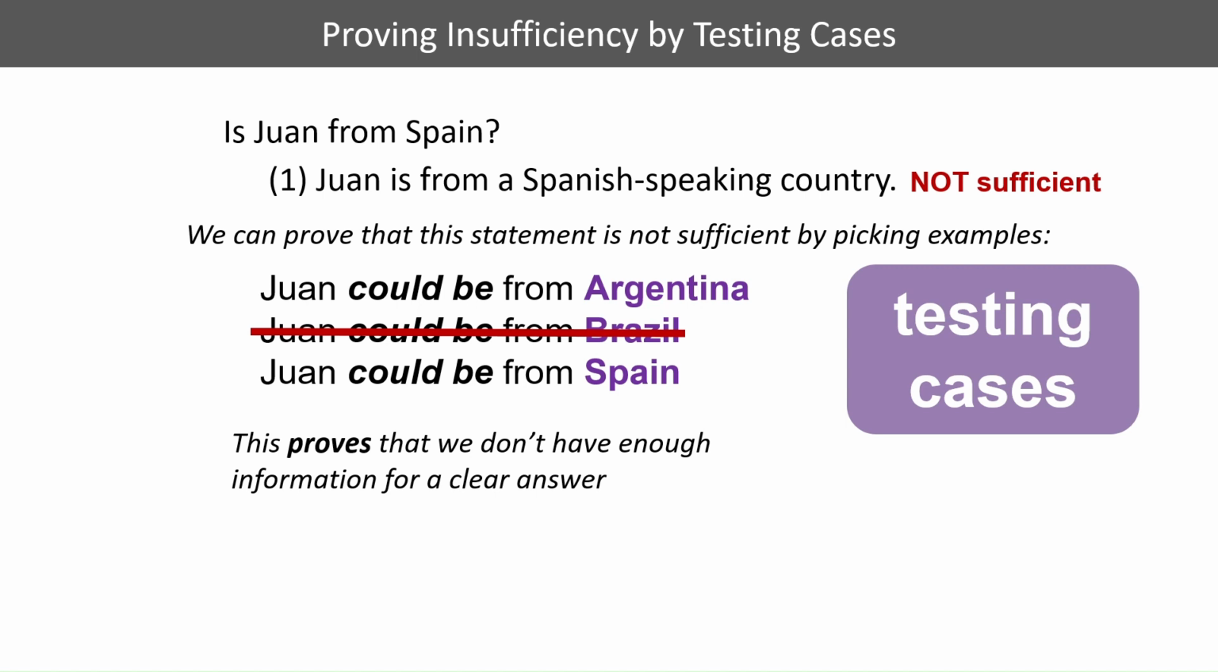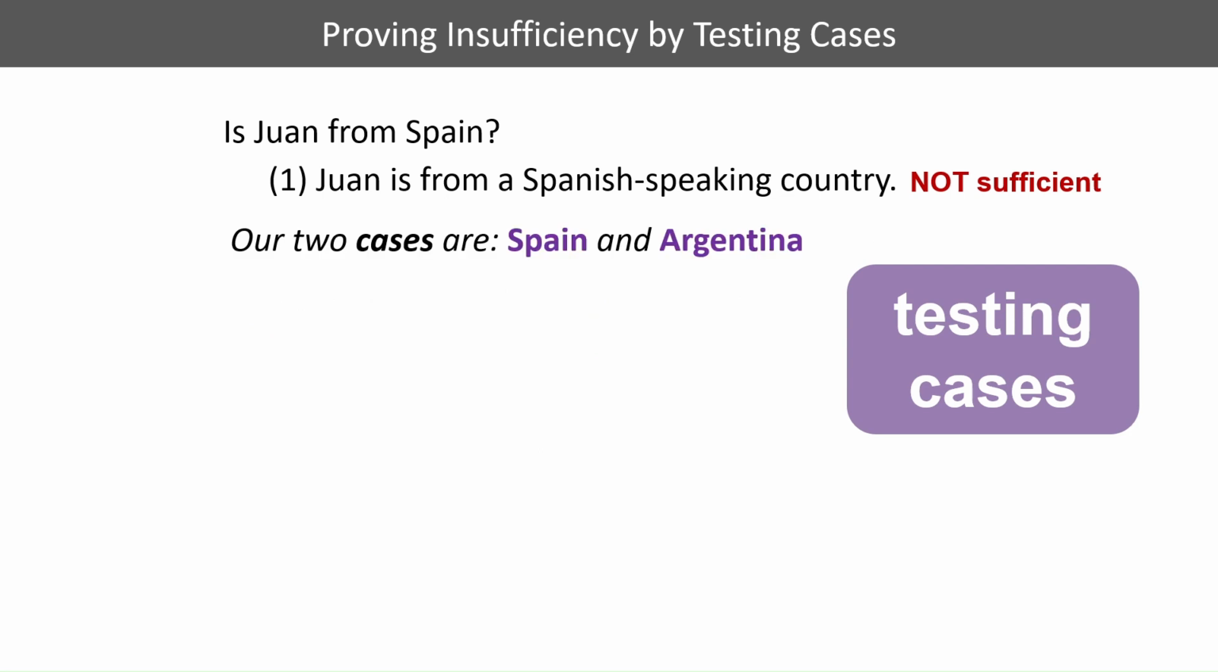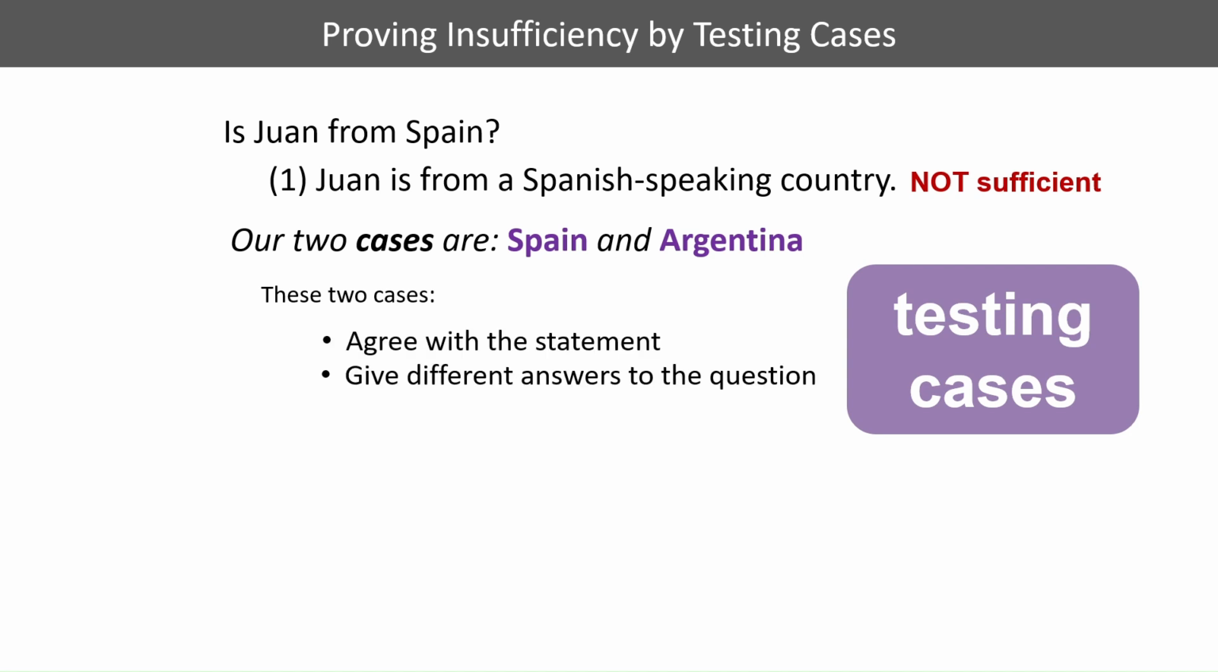Try to answer these questions. First, how did these two examples relate to the statement? The answer, the two examples agreed with the statement. They were consistent with the information. Second, how did these examples relate to the question? Be precise here. These two examples gave different answers to the question. That's what let us say that the data was not sufficient.